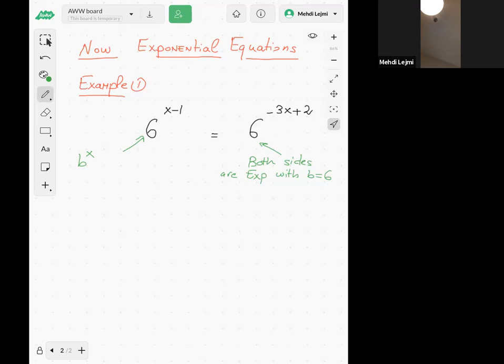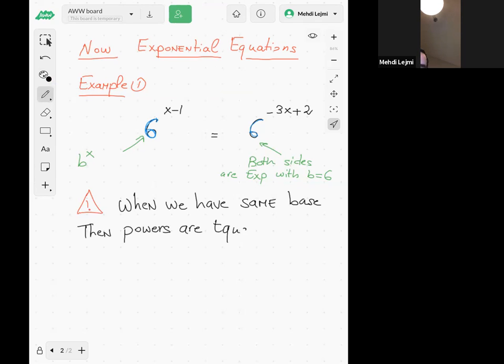Now, in this example, both exponential functions have the same base. This is base 6, and this is base 6. And we said actually when you have the same base, then the powers are equal, or the exponents are equal.